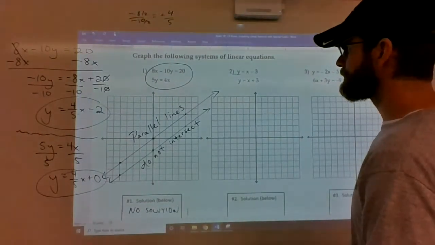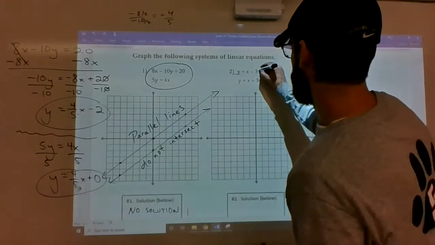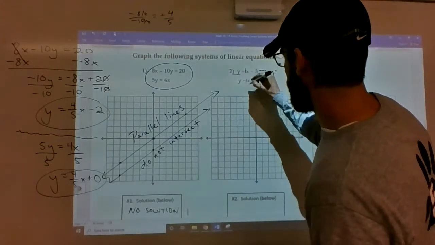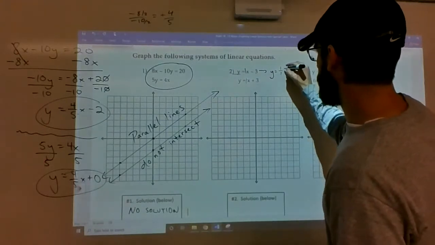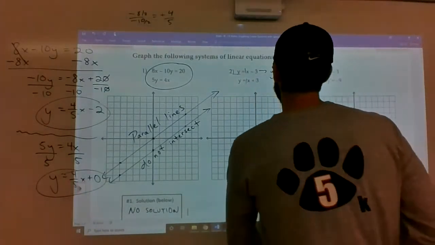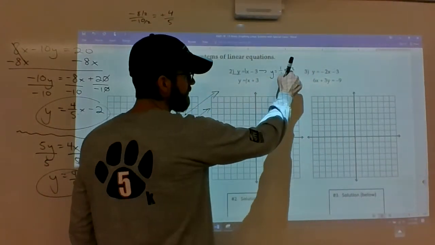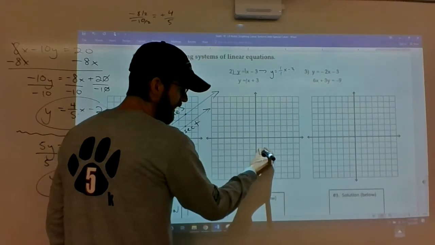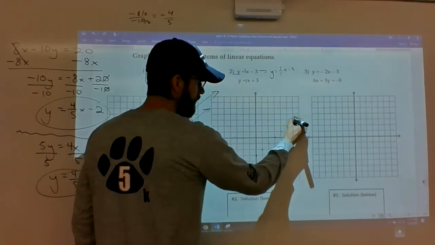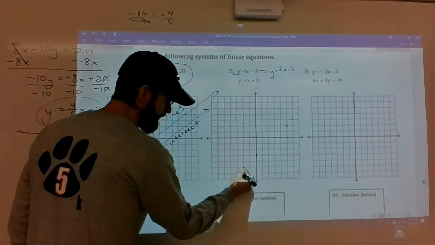Second one, I instantly noticed that y equals 1x here and 1x down here. 1 over 1 is the slope for the top. You start at negative 3. You go up 1, right 1, up 1, right 1, up 1, right 1, as many times as you want, or down one, left one, down one, left one.